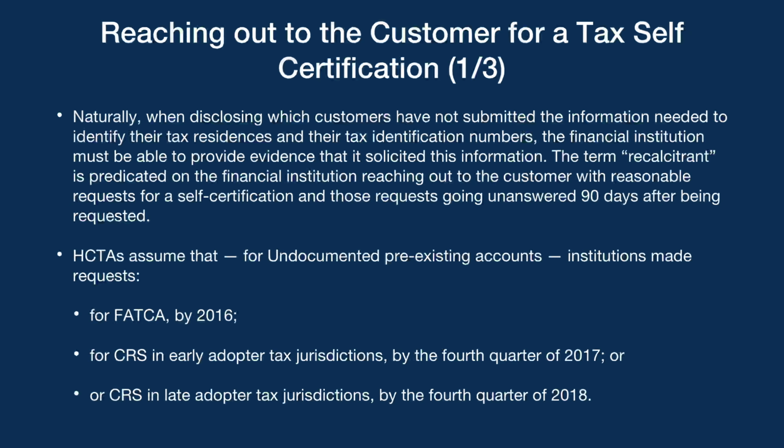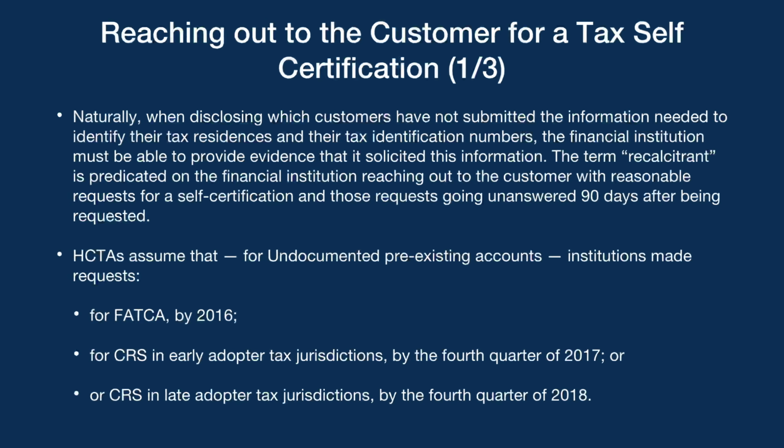Reaching out to the customer for a tax self-certification. Naturally, when disclosing which customers have not submitted the information needed to identify their tax residencies and their tax identification numbers, recalcitrant account holders, the financial institution must be able to provide evidence that it solicited this information. The term recalcitrant is predicated on the financial institution reaching out to the customer with reasonable requests for a self-certification and those requests going unanswered 90 days after being requested.